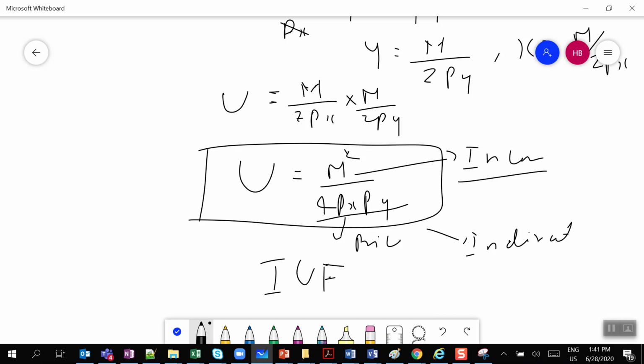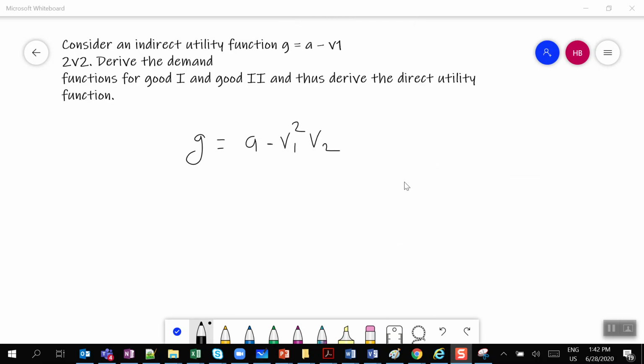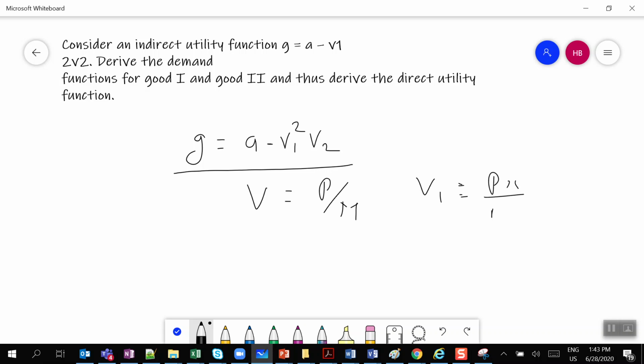Now we'll solve one simple example from indirect to direct. So look into the problem. Consider your indirect utility function g is equal to a minus v1 squared v2, where v1 is for good 1 and v2 is for good 2. We need to derive the direct demand function, which is your Marshallian function, out of this. So how do we do that? Here v is the normalized price, which is p by m. So v1 will be Px by m and v2 will be Py by m.